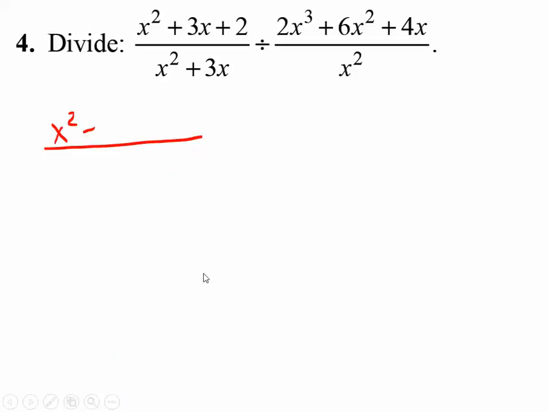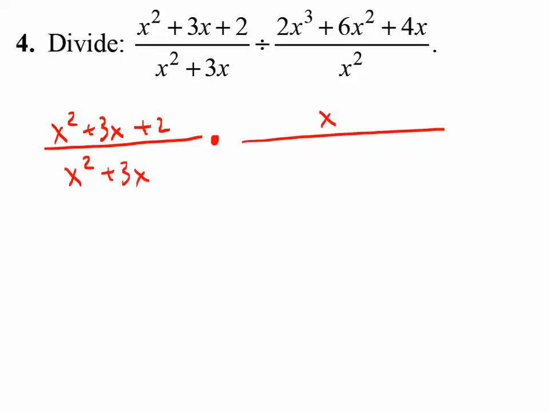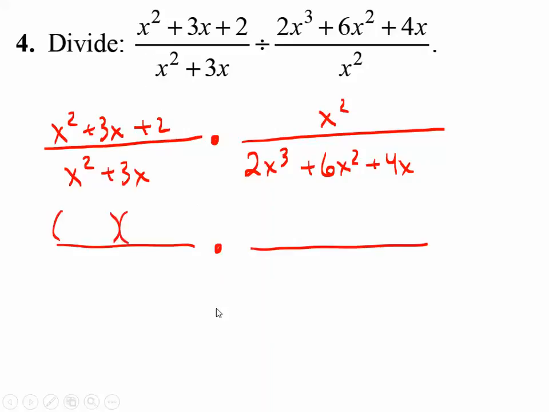So again, first of all, let's switch the second fraction around here. The x squared becomes on top, and the numerator becomes the denominator here. So let's start factoring down. Two numbers multiply to 2, add to 3. So 2 and 1, or 1 and 2, depending which way you want to write it. Notice over here there's only 2 terms.